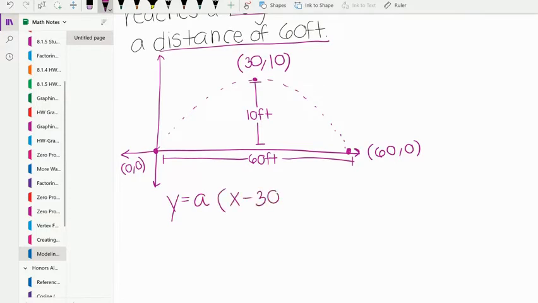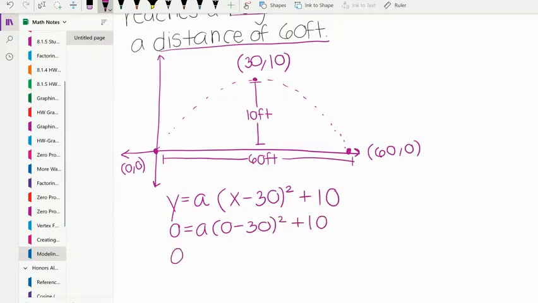So I'm almost done. The only problem is I do not know what a is. So in order to solve for a, you can plug in a point. You have two different options. You want to plug in a point that's not the vertex. So we can plug in the point (0, 0), or we can plug in the point (60, 0). Personally, if you can plug in (0, 0), that's going to be a lot easier. So we're going to plug in 0 for y and then 0 for x, and then we will solve for a.